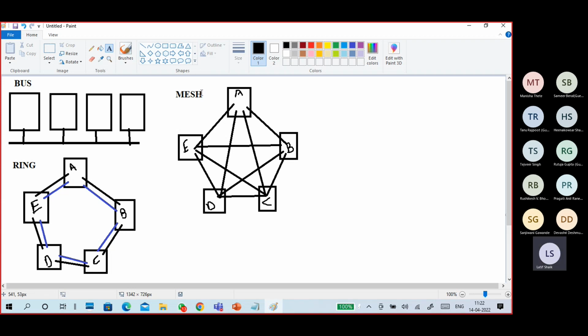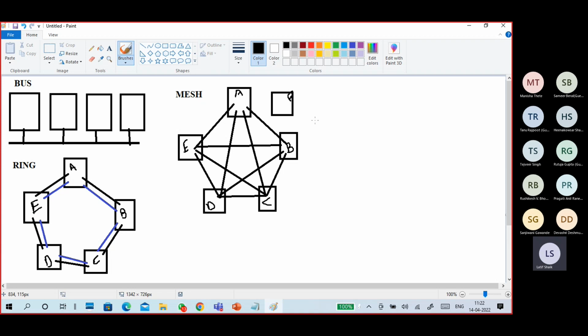So what is the fault in this one? It is highly redundant, but the problem is the bigger the network, the more complex it is. Cost increases, complexity increases, troubleshooting is very difficult. For example, I got a new PC F.